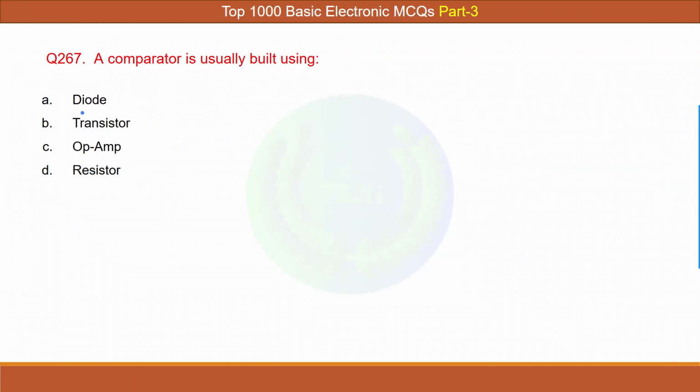Next question, question number 267. A comparator is usually built using option A, diode, option B, transistor, option C, op-amp, option D, resistor. The answer is option C, op-amp.